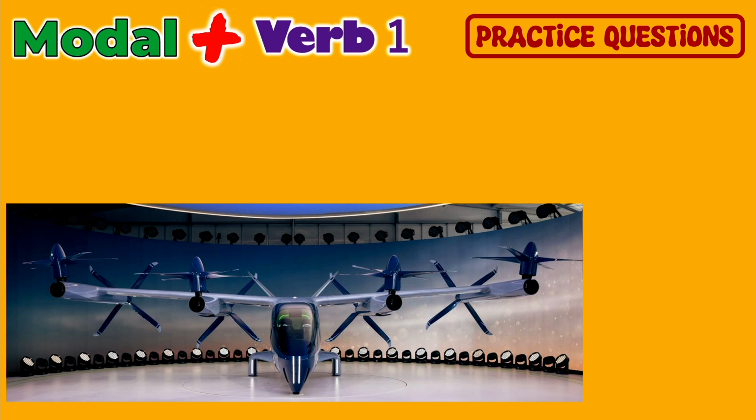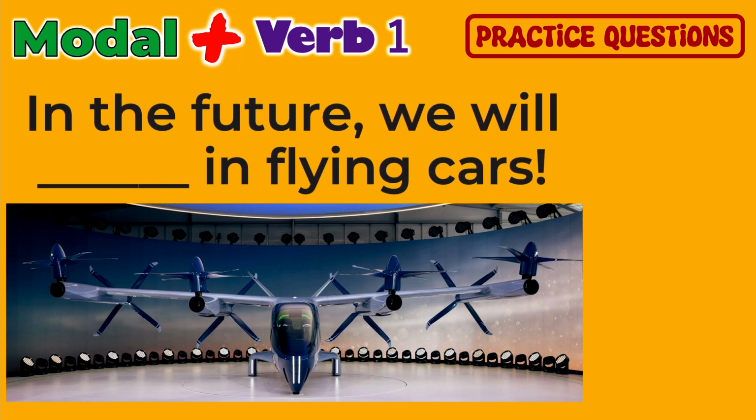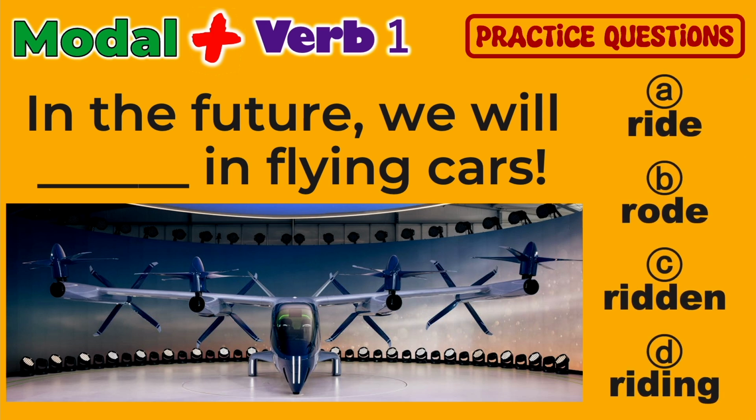Interesting vehicle here. Very nice. In the future, we will blank in flying cars. Okay. What do you think? We'll put answers on the right side over there. We can have Alpha, ride, Bravo, rode, Charlie, ridden, or Delta, riding. A, B, C, or D. What do you think?